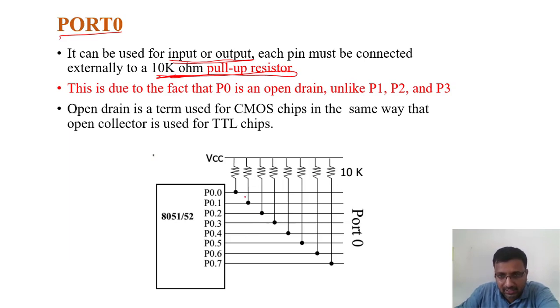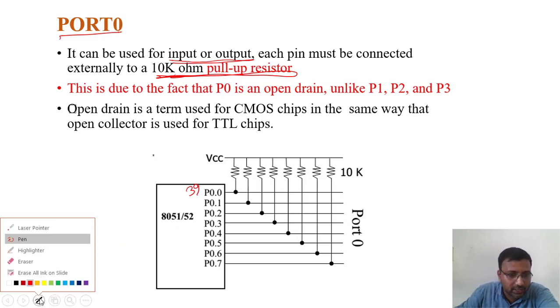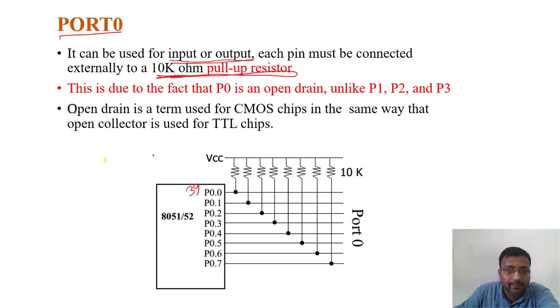So why is a pull-up resistor required? Here is the connection diagram. We have port 0, pin number 39 and so on, and we need to attach a pull-up resistor of 10k. Why? Because port 0 uses the open drain concept. It is mentioned here that port 0 is open drain.